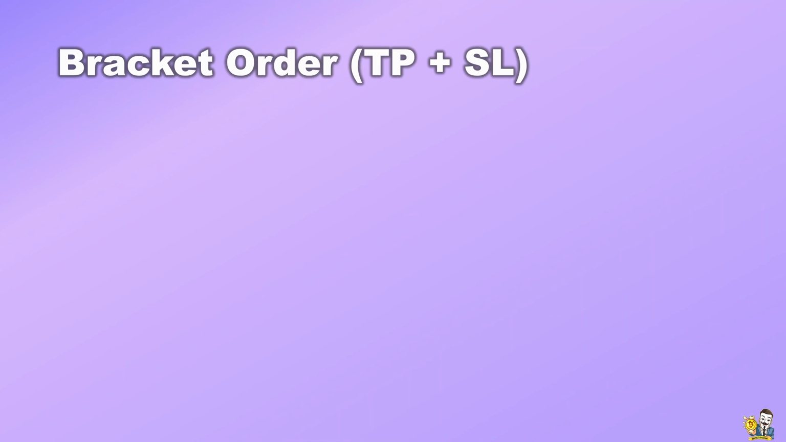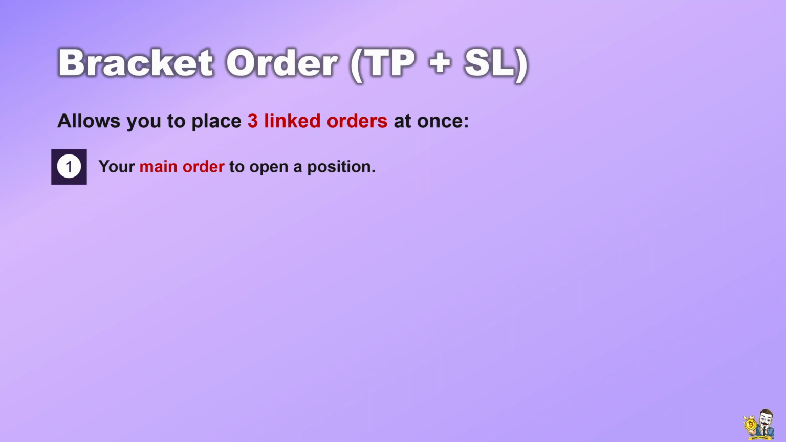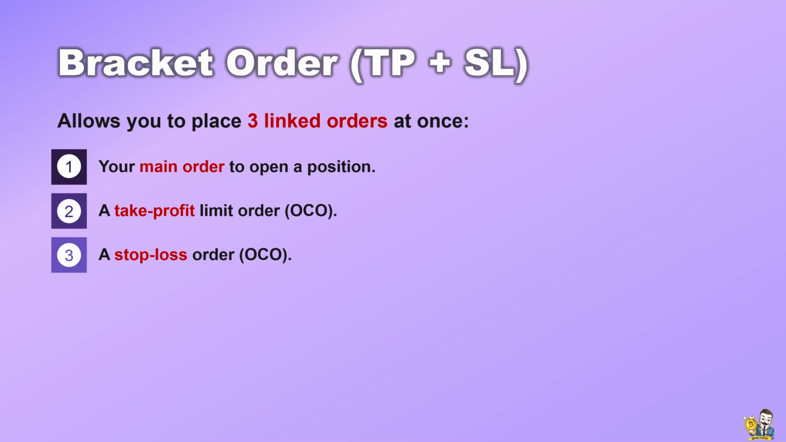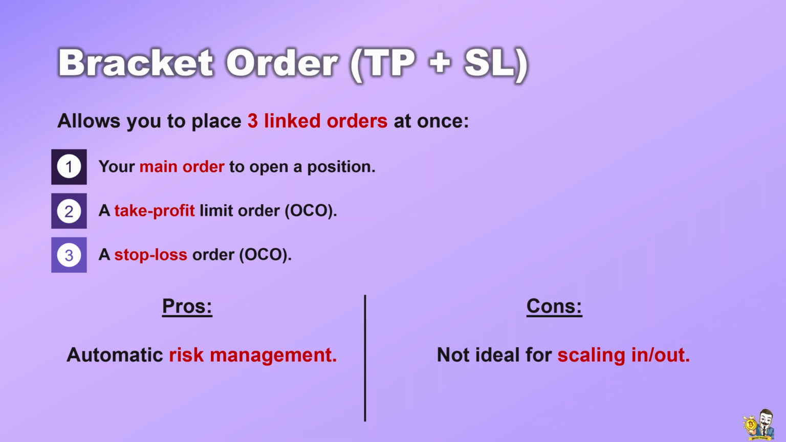Now let's talk about one of the smartest order types you can use on Interactive Brokers, the bracket order. It allows you to place 3 linked orders at once: your main order to open the position, a take-profit limit order, and a stop-loss order. These 2 exit orders are OCO, which means one cancels the other. It's a great tool for automatic risk management, as it lets you define both your profit target and your maximum loss in advance. However, it's not ideal for scaling in or out, meaning entering a position step by step or taking partial profits progressively.